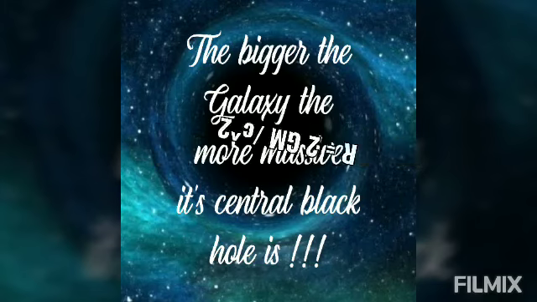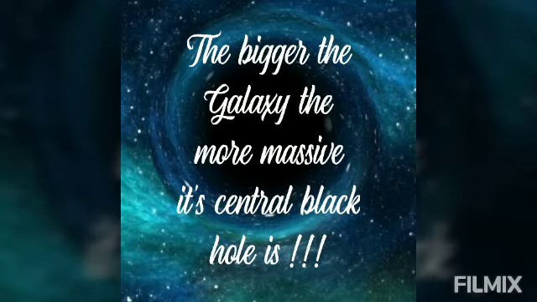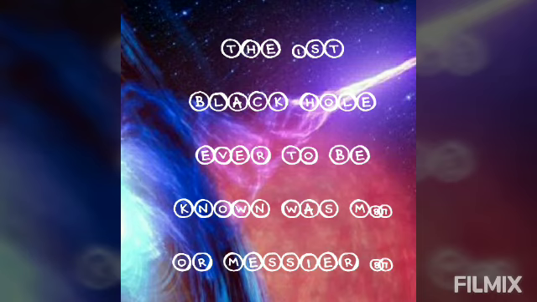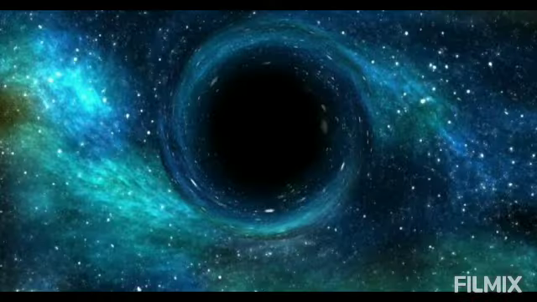I have a few more facts for you. The bigger the galaxy is, the more massive its central black hole is. Now I wonder, can our sun turn into a black hole? The answer is no. This is because our sun is too small to be turned into a black hole. A star which is 25 times heavier than our sun is needed. Fact number 2. The first ever black hole to be discovered was the M87 or the Messier 87.